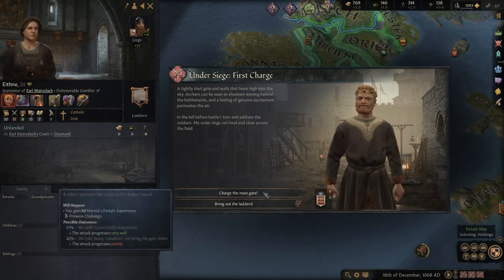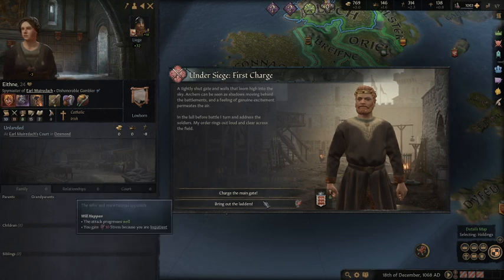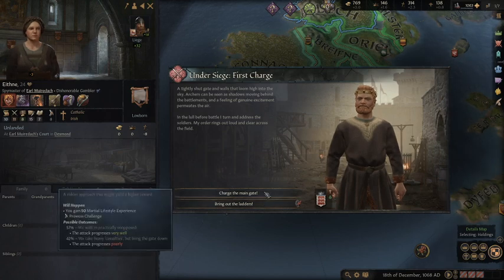Either 57% chance the attack progresses very well, or it will just progress well regardless. But this gets me 50 martial lifestyle experience, a prowess challenge.